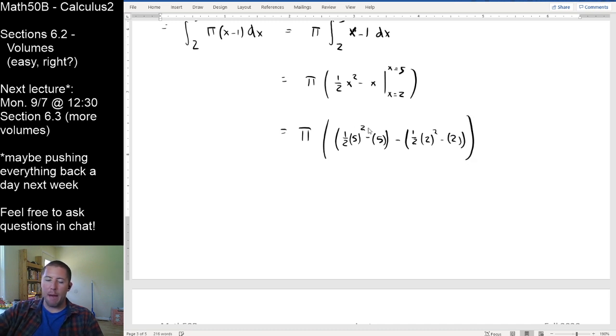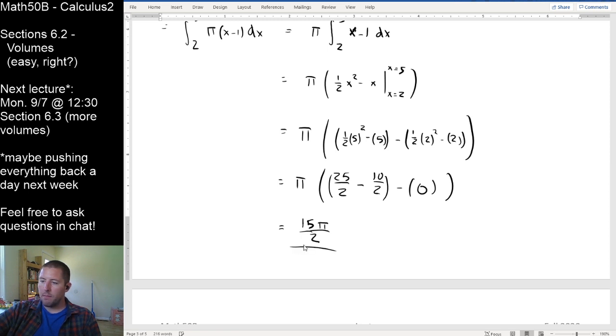All right, there's my capital F of 5, capital F of 2. Let's just do a little evaluating in here and see what we get. And actually, the first thing I noticed on the right-hand side right away is that this is 0, right? 2 squared is 4. Half of 4 is 2. And 2 minus 2 is 0. So I'm even getting a minus 0 right there. Over here, 25 halves minus just 5. I guess I want to write that as 10 halves then. And so it looks like we're just getting 15 halves pi. Or maybe I guess I'd write that as 15 pi halves right there.